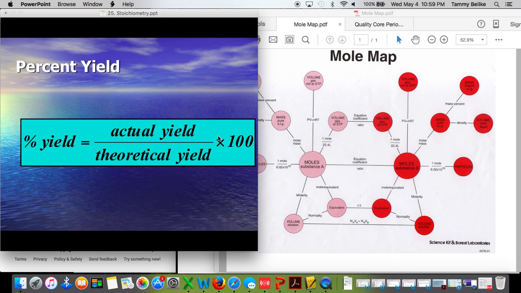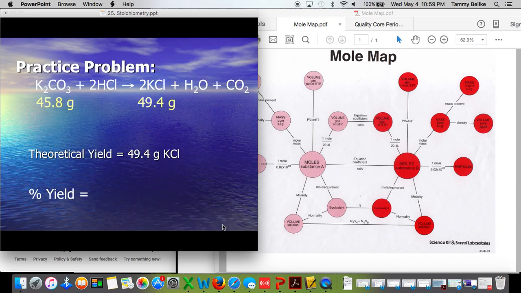So you want to document this equation in your notes. It is on the Quality Core reference sheet, I'm pretty sure. So you've got your measured in lab and then calculated on paper. And this is usually a fraction. Typically it comes out less than 100% yield. If you get greater than 100% yield, then something else is in your product. Okay. So here's that previous problem.